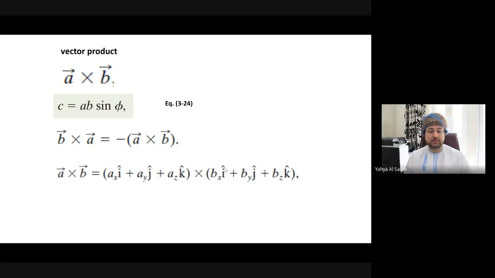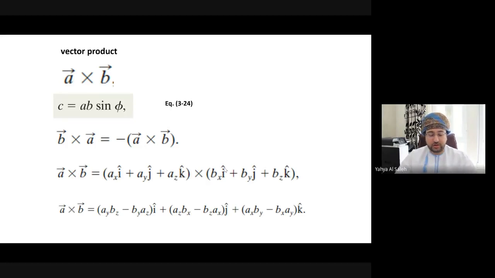Now the question is, very good, but if I have two vectors, how do I actually do it? It doesn't look very nice. This is the final result. A cross B, if you have two vectors, each one of them has I, J, and K. Your I component will have AY BZ minus BY AZ. Your J component will have AZ BX minus BZ AX. Your K component will have AX BY minus BX AY. And I can already hear alarm bells ringing in your head, as in what on earth, how do we remember this?